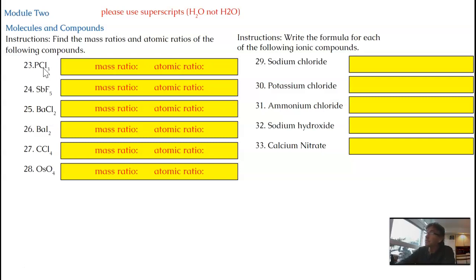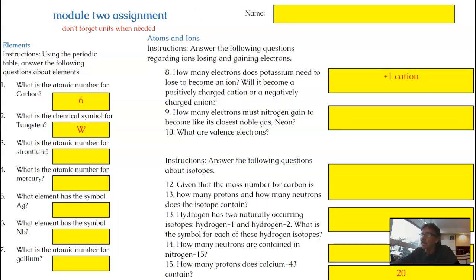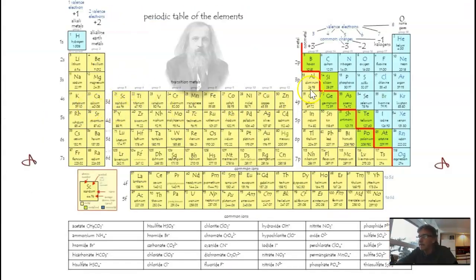But the mass ratio is not as easy. Let's estimate the average atomic mass and divide up the pie. So listen to how I do this. Going back to our periodic table, phosphorus checks in at 30.97.